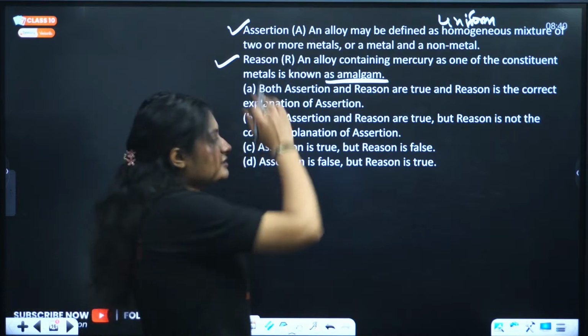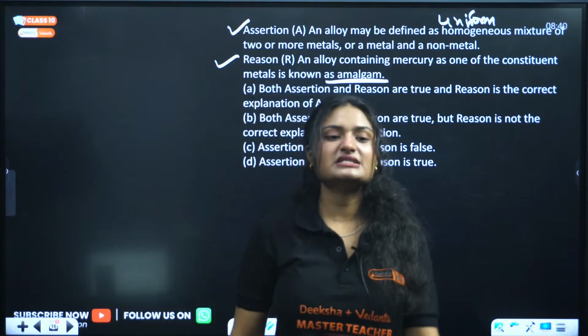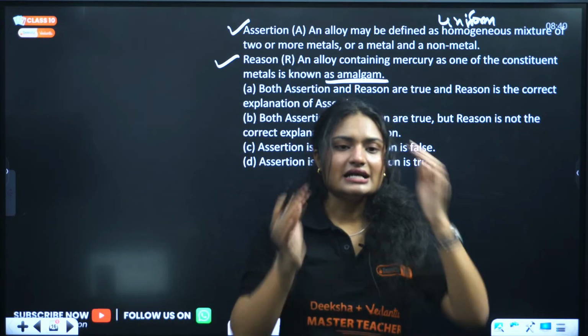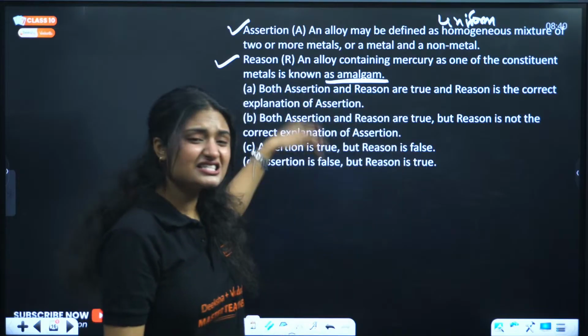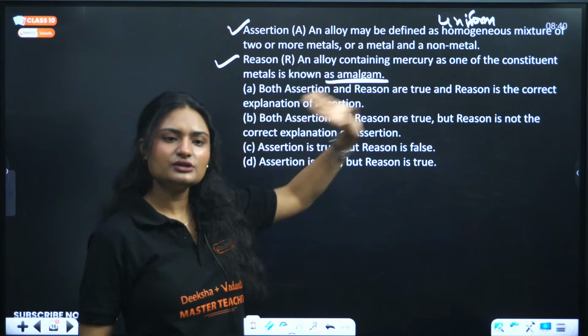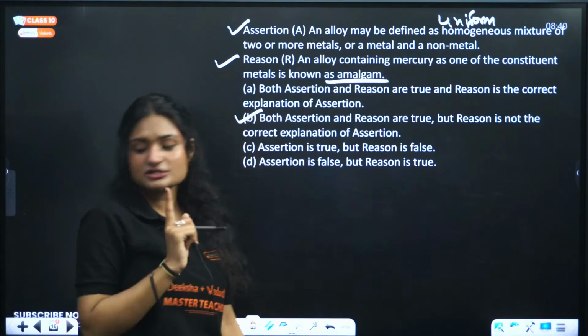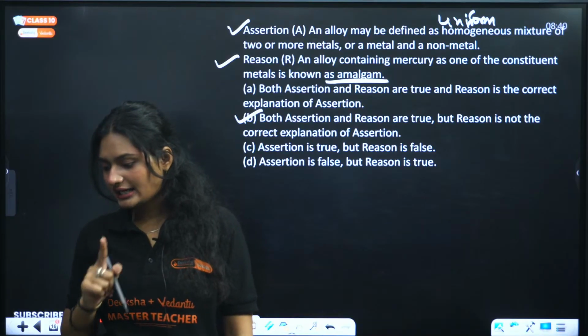So the assertion is true, the reason is true, but the reason is not the correct explanation of the assertion, because the assertion is a definition. Does the reason explain the assertion? No, it does not. In the reason we are talking about mercury only. So the assertion is true and the reason is also true, but the reason is not the correct explanation. The correct answer is B.